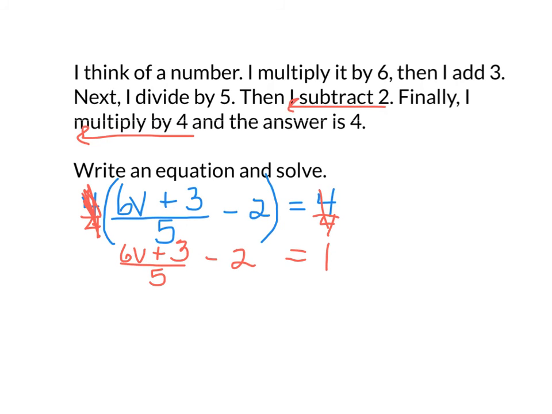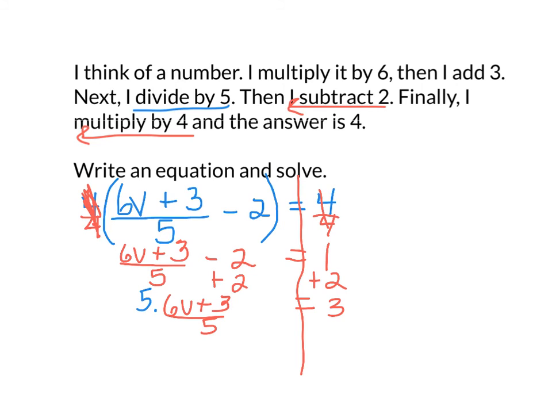Now I'm going to undo the subtract 2 by adding 2 to both sides of this equal sign. Gives me 3 on the right, and then 6v plus 3 over 5 on the left. Now I'll undo the divided by 5 by multiplying by 5. And again, you could use parentheses if you prefer. Now that's 6v plus 3 divided by 5 times 5. The reason we picked that 5 is because that's now just times 1. Now I'm left with 6v plus 3 equals 15. Starting to see the end of this problem.